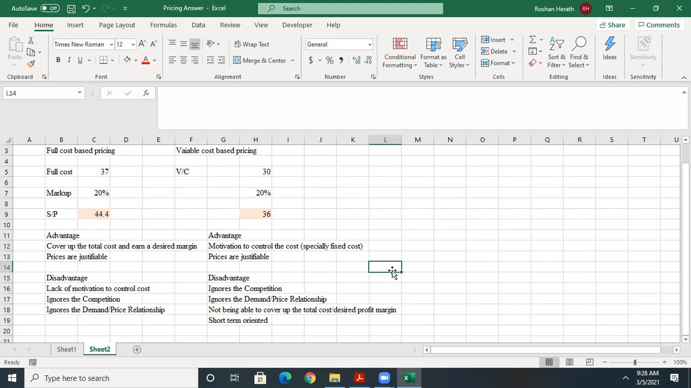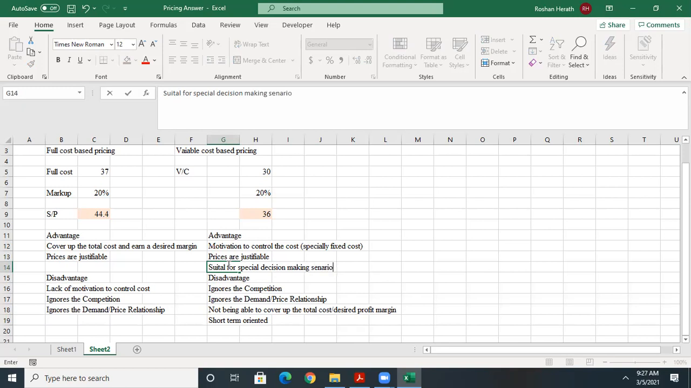ඒකට අපි කලින් පාඩමෙත් කතා කරා special order එකක් වගේ අපි undertake කරන වෙලාවක අපිට relevant cost එක cover up කරන්න පුළුවන් නම් අපි ඒක accept කරමු. එතකොට එතන අපිට කියන්න පුළුවන් මේක suitable for special decision making scenarios. Example, accepting a special order. special order එකක් accept කරන අවස්ථාවක අපිට පුළුවන් මේ වගේ pricing technique එකක් භාවිතා කරන්න. variable cost එක cover වෙනවා නම් ඒක okay.